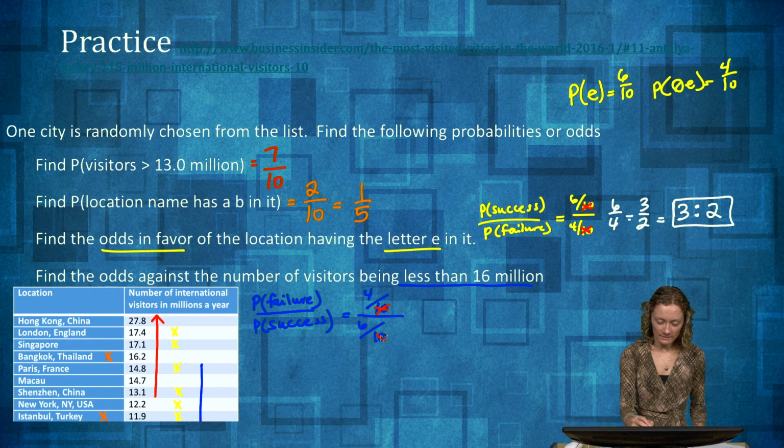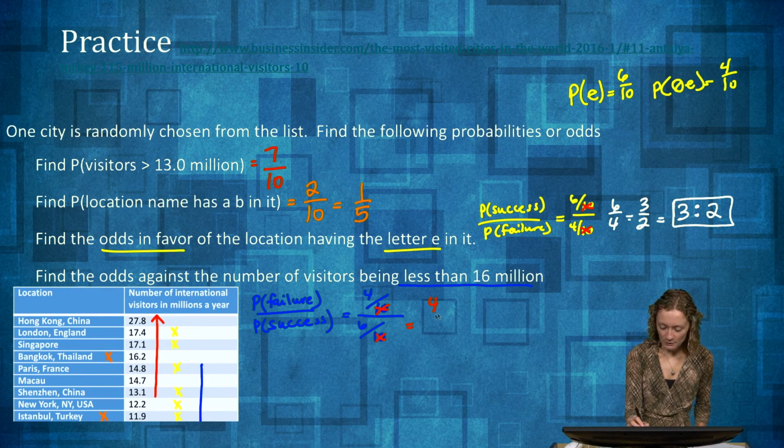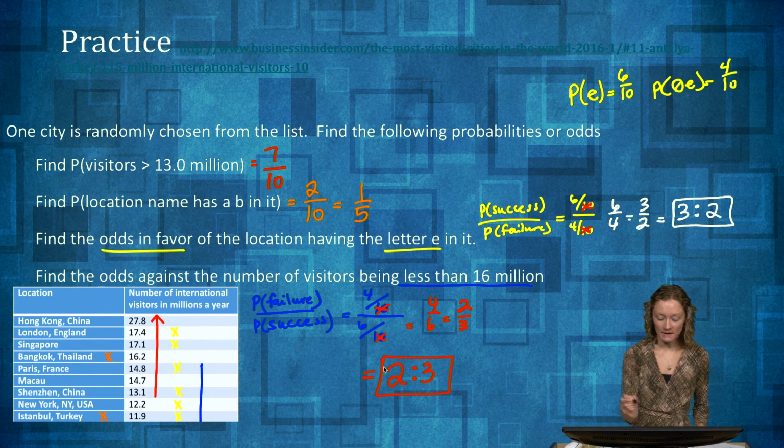Again, denominators cancel. I'll keep going in red. We're left with 4 over 6, which simplifies to 2 over 3. And our presentation of odds says 2 to 3. For every 2 times there is not less than 16 million visitors, there'll be 3 times that there is less than 16 million visitors in the one city chosen randomly from the list.